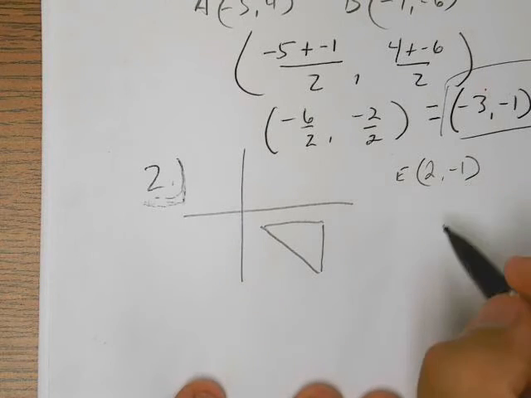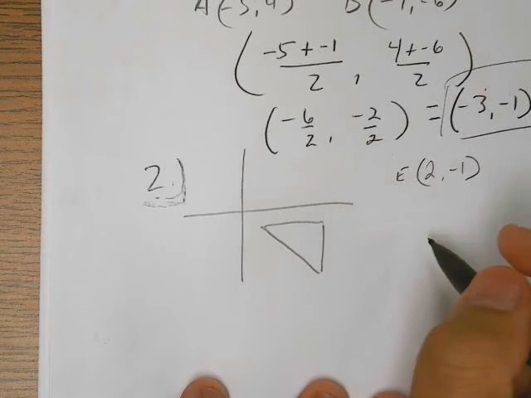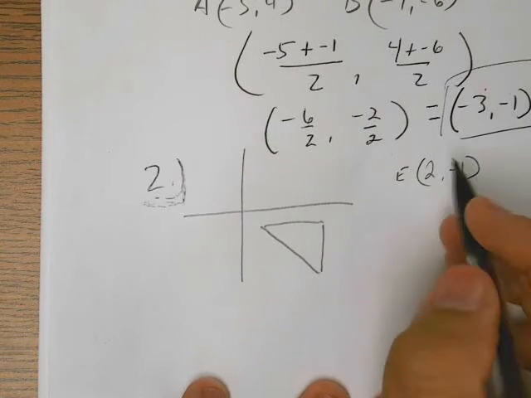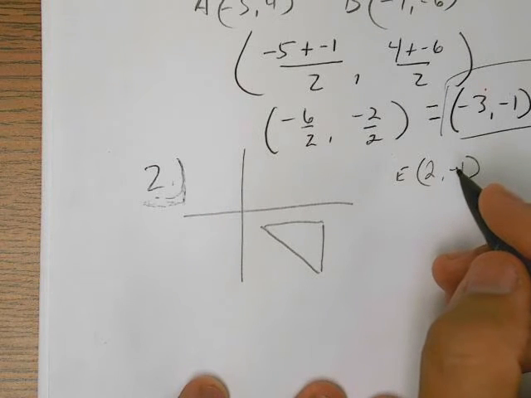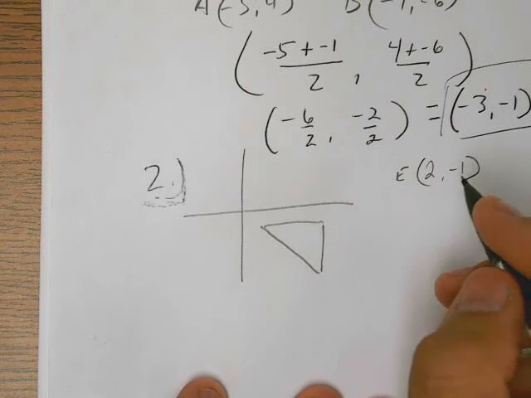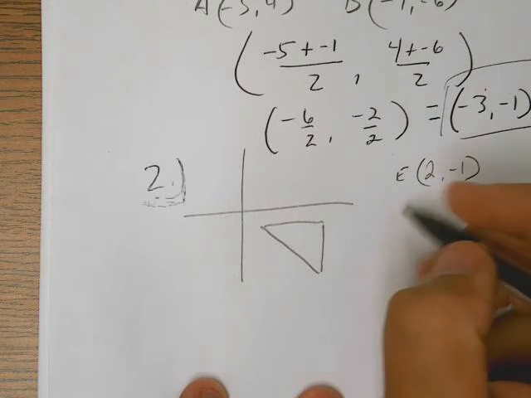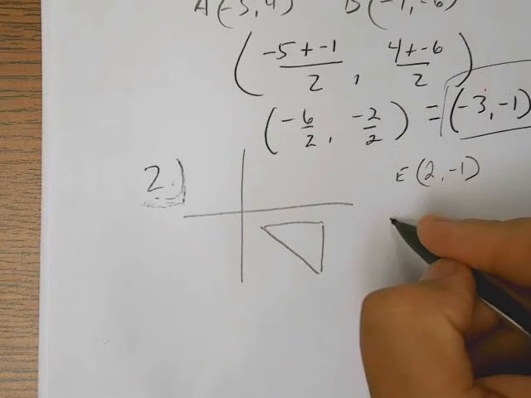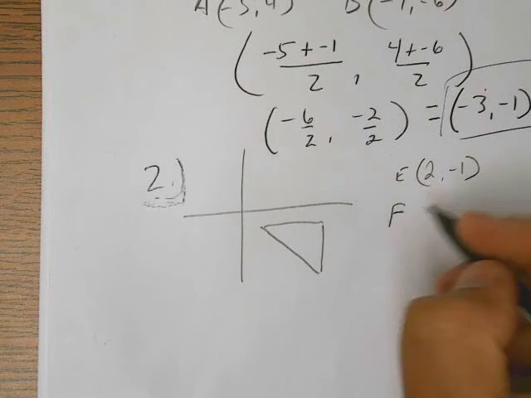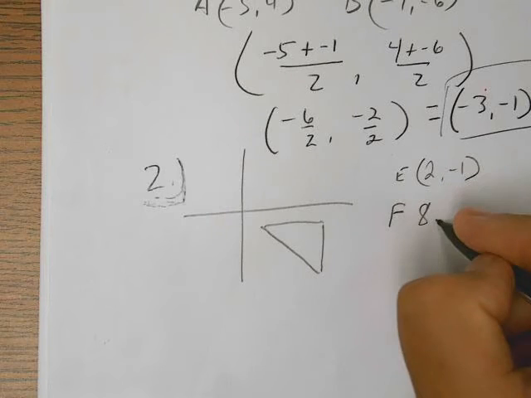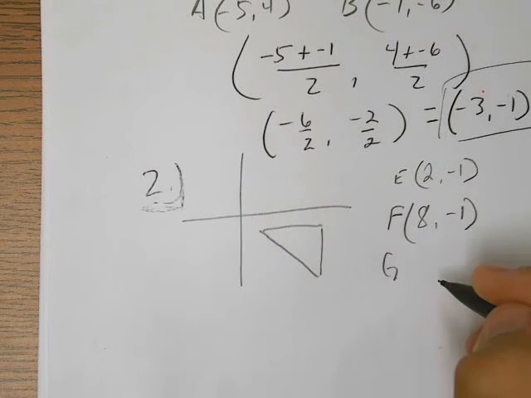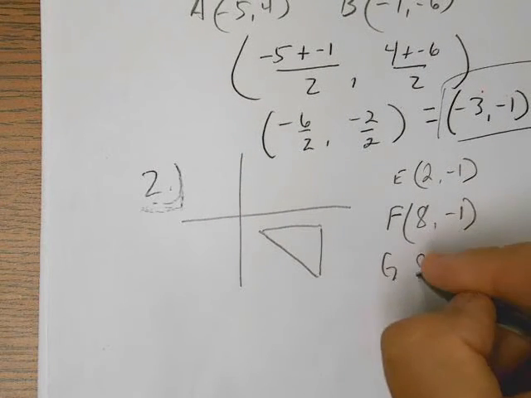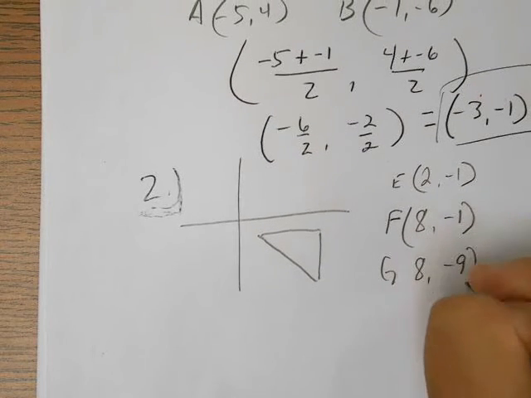2, -1. Every line in the grid is worth 2, not 1. Did you catch that? Good. So E is 2, -1. F then would be what? 8, -1. And then G would be 8, -9. Did everyone agree with me?